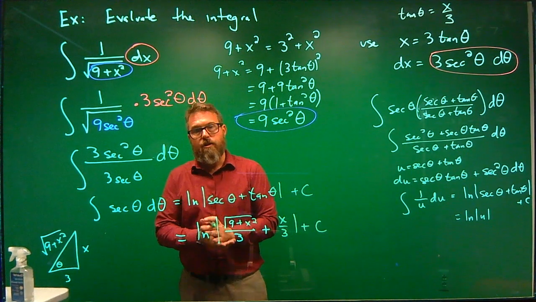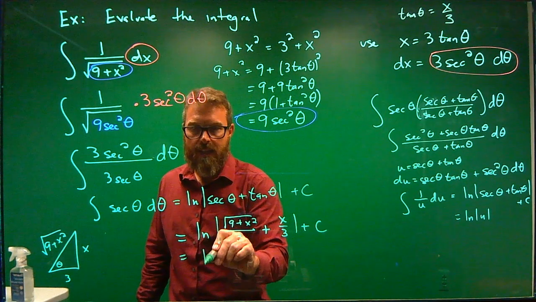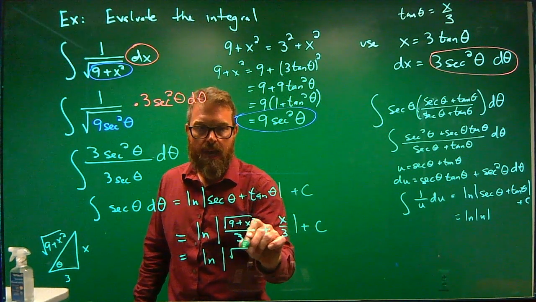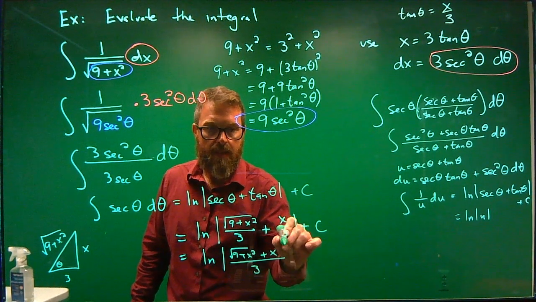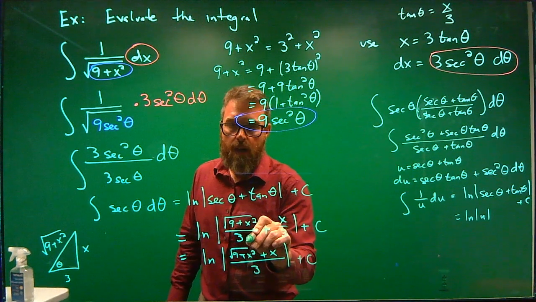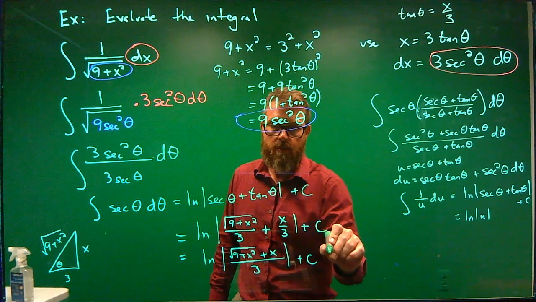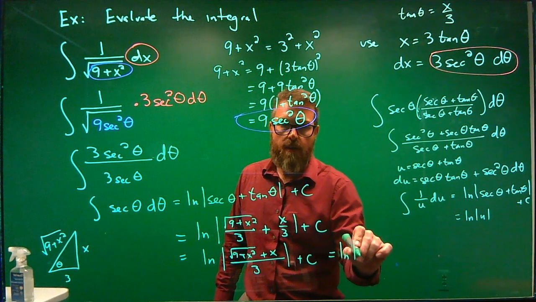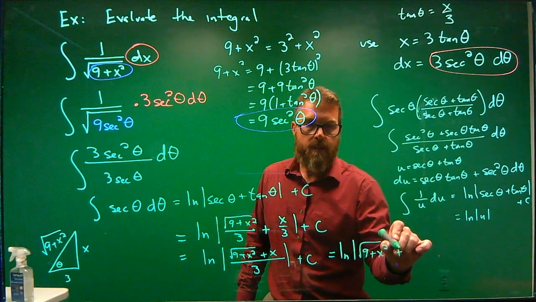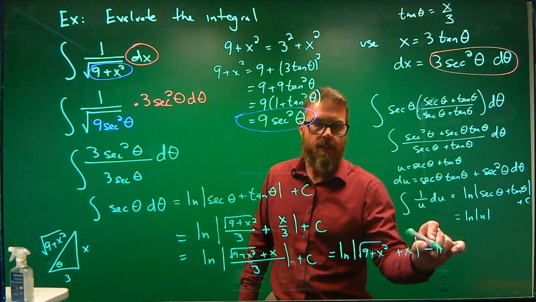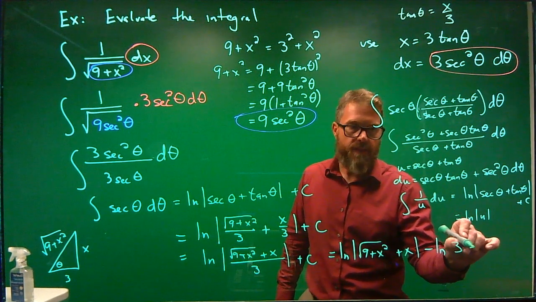Now, that's a fine answer. There's nothing really wrong with that. But a lot of times your book won't write that as an answer in the back, and the reason why is the common denominator. So I can say the square root of 9 plus x squared, plus x, all over 3, plus c. And a property of logarithms says that the log of a quotient is the subtraction of those logarithms. So this is the natural log of the square root of 9 plus x squared, plus x, minus the natural log of the absolute value of 3, and I still have a plus c.